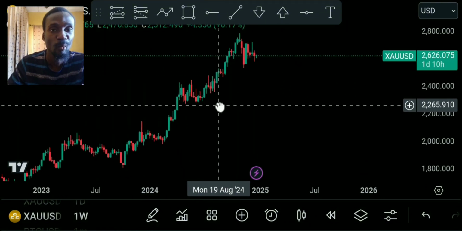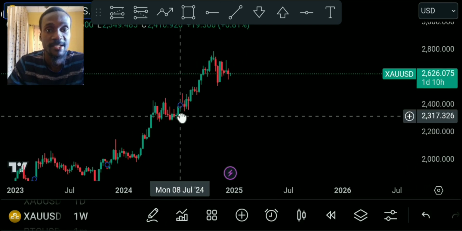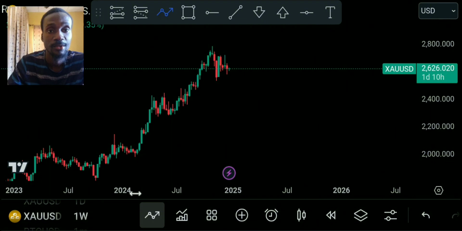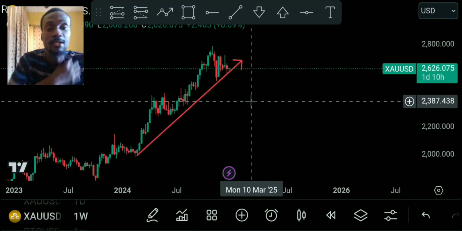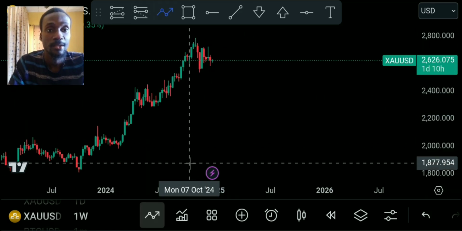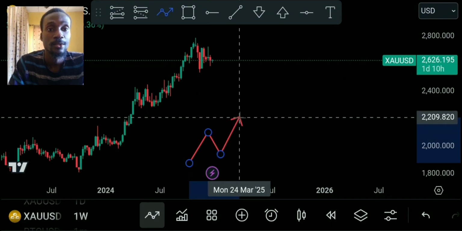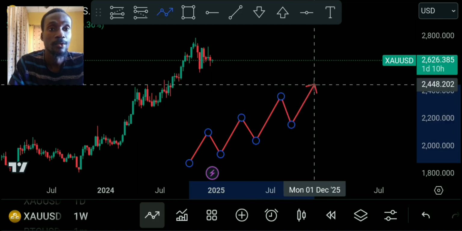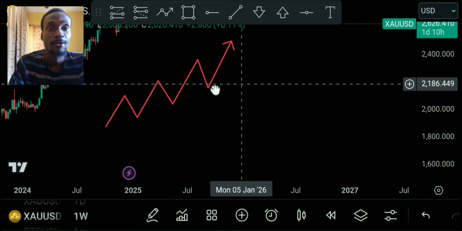This is gold. As you can see, the market is trending upward. This is an uptrend. Gold has been trending up. So what defines an uptrend? An uptrend is when you see a series of higher highs, higher lows, higher highs, higher lows, higher highs. So this is an uptrend.